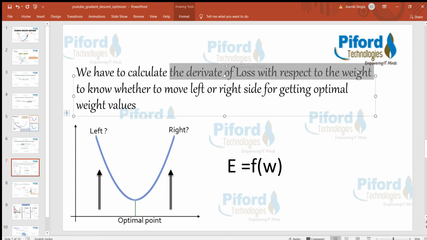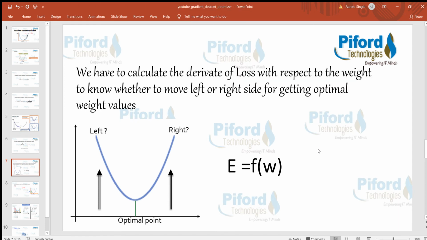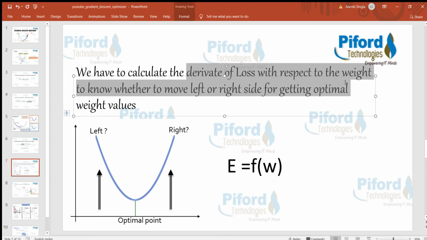What I'm trying to say is, if we calculate this derivative of loss with respect to the derivative of weight, then by calculating it we will get to know in which particular direction to move, whether left or right, if we want to reach the optimal point.